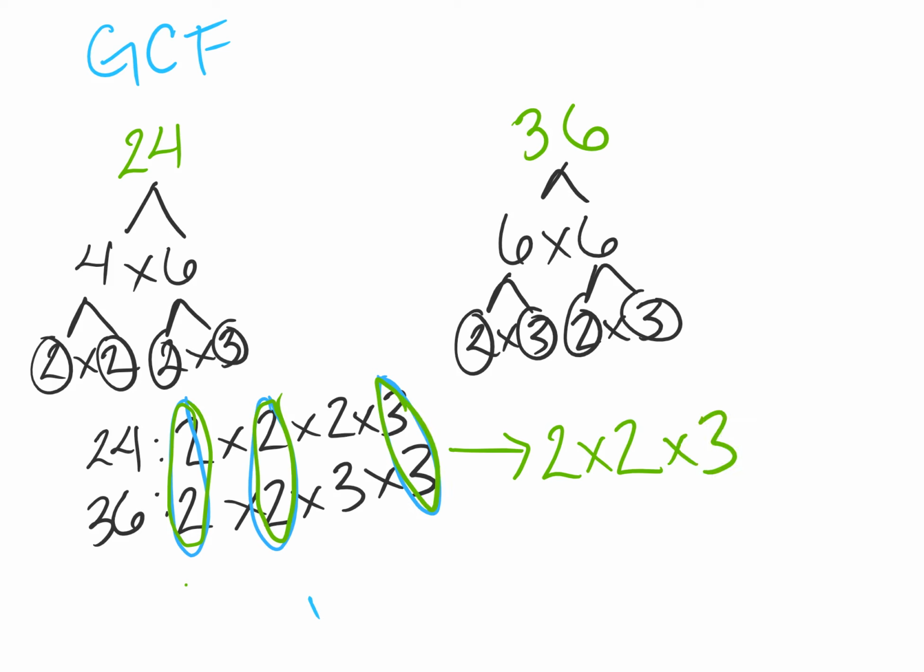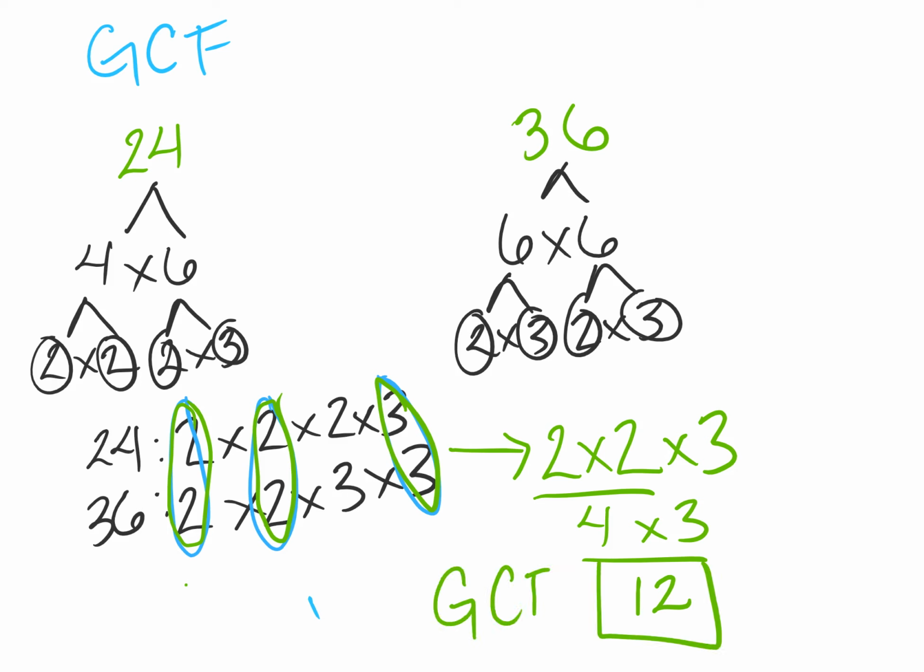From here, these are the factors they have in common, so we're going to multiply them together. 2 times 2 is 4, and we're left with the 3, so I'm going to bring it down. 4 times 3 is 12. So the greatest common factor of 24 and 36 is 12, and that is our GCF, our greatest common factor.